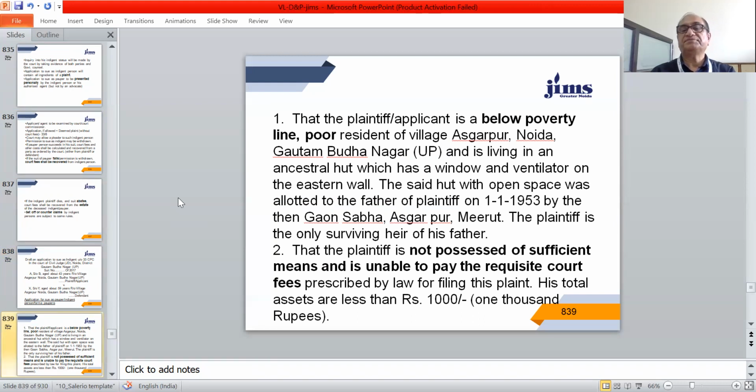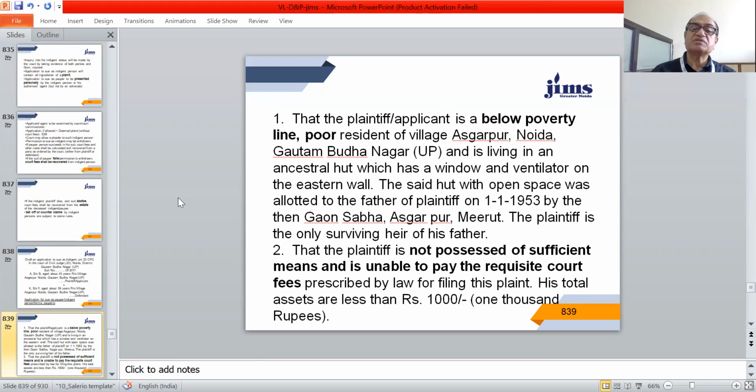So para number 1: that the plaintiff applicant is a below poverty line, poor resident of village Asgarpur, Noida, Gautam Buddha Nagar, UP, and is living in an ancestral hut which has a window, a ventilator, on the eastern wall. The said hut with open space was allotted to the father of the plaintiff on 1/1/1953 by the then Gaon Sabha Asgarpur, Meerut. The plaintiff is the only surviving heir of his father.